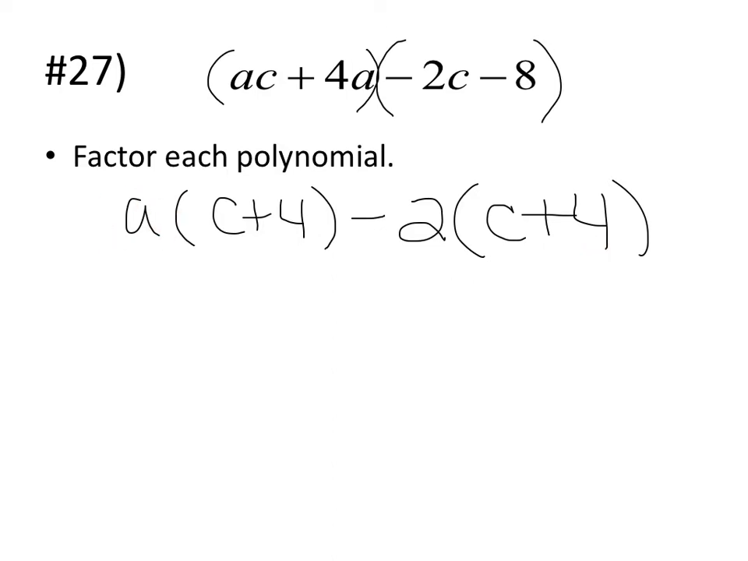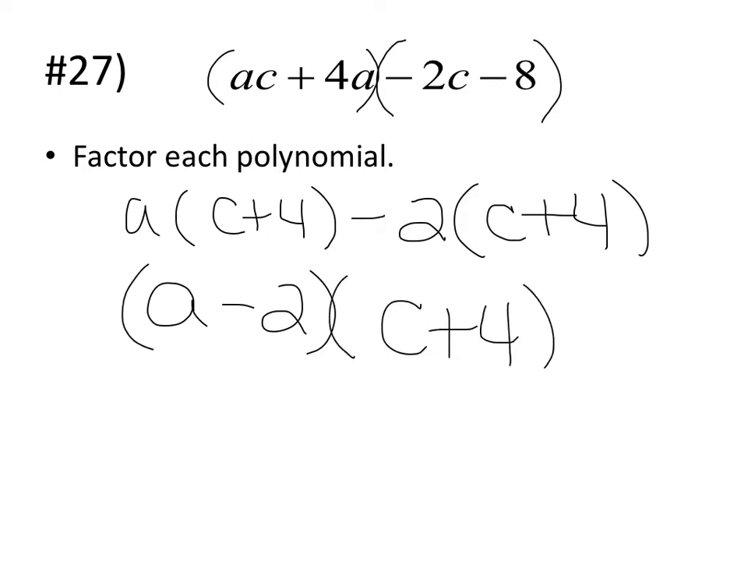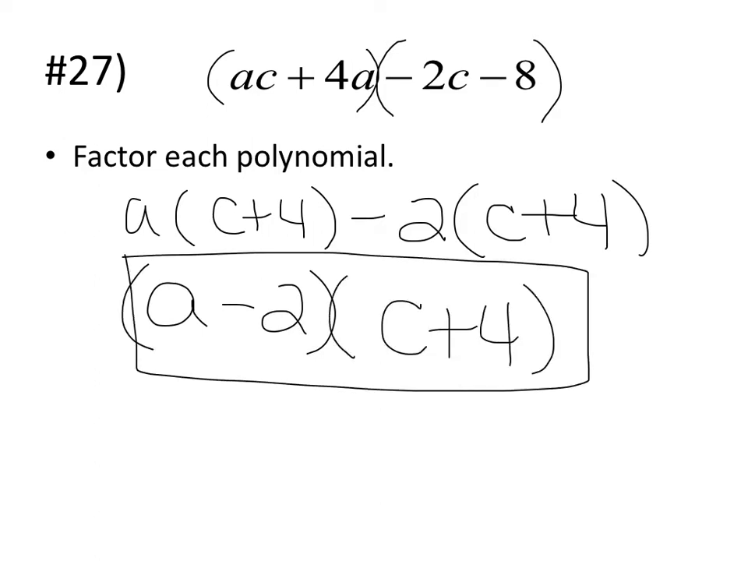So now what do you have left here? A minus 2. And then what's in your parentheses? C plus 4. It doesn't matter what order you write these in. You can write a minus 2 times c plus 4 or c plus 4 times a minus 2. Either one is the same thing.